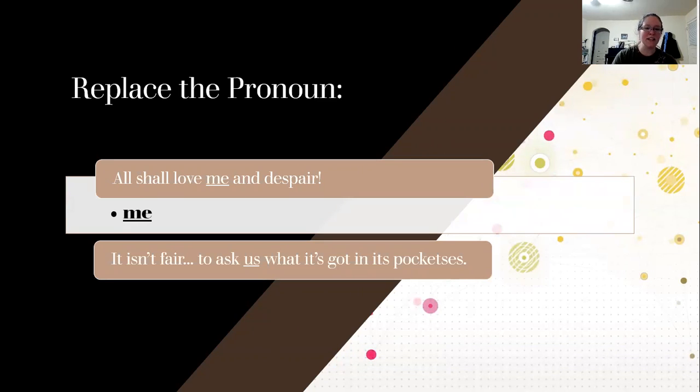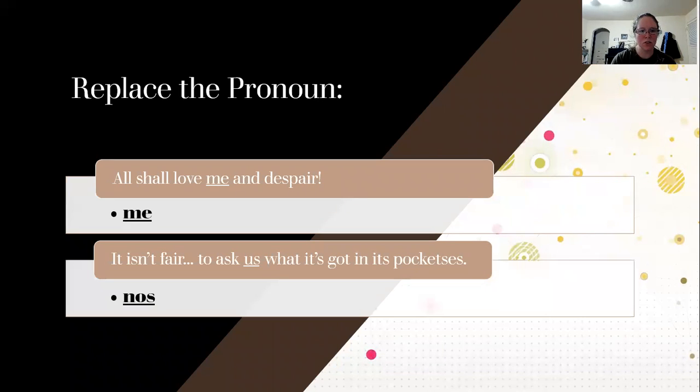It isn't fair to ask us what it's got in its pockets. Again, Lord of the Rings quote. I promise that pockets is on purpose. Okay, so us is your direct object. What is us in Latin? Nos, which is the same as the subject form.